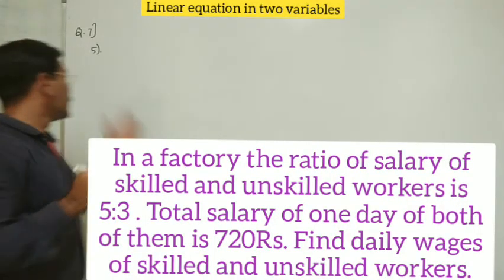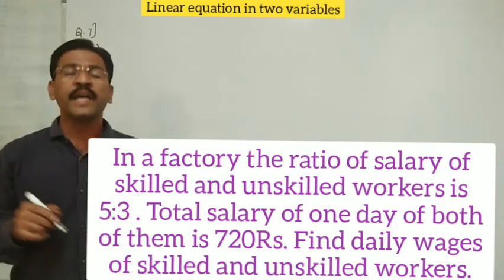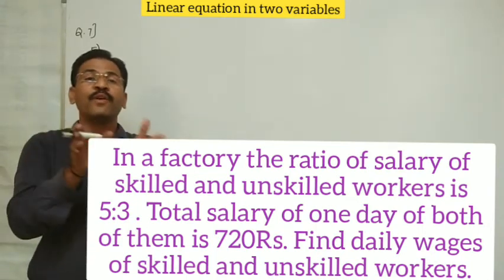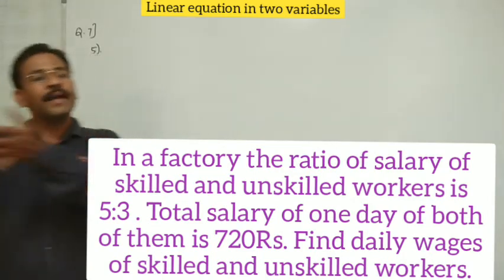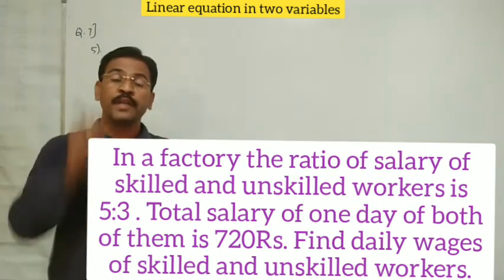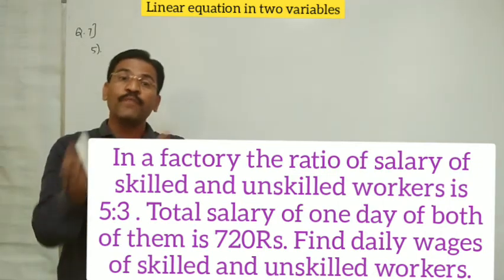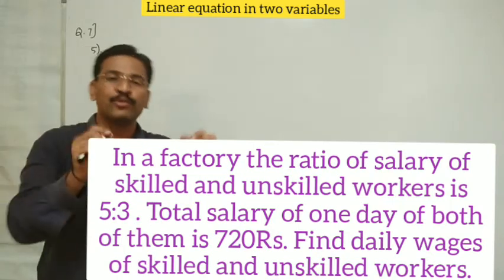See here, friends, this is the fifth sum. See, in this particular example, what is given to us? In a factory, there are 2 kinds of workers. Some of them are skilled workers and some of them are unskilled workers. Then the first condition given to us is that the ratio of the salary of skilled workers to unskilled workers is 5:3.